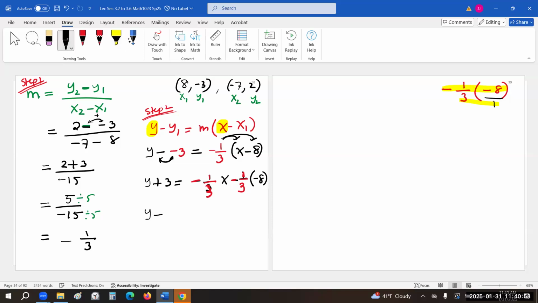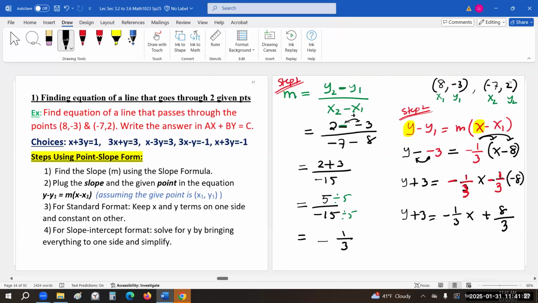So we have y plus 3 equals -1/3 x. So what do we have? -1 times -8. How much we get? +8. And we have 3 times 1. 3. We should be done, but the multiple choice doesn't have this option. So we have to do more.